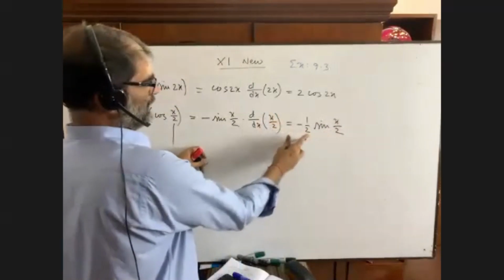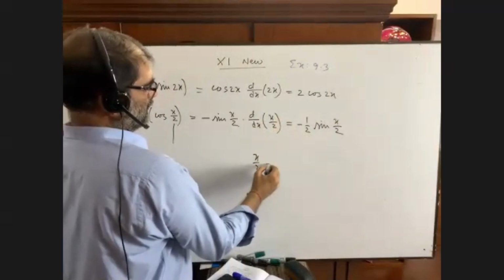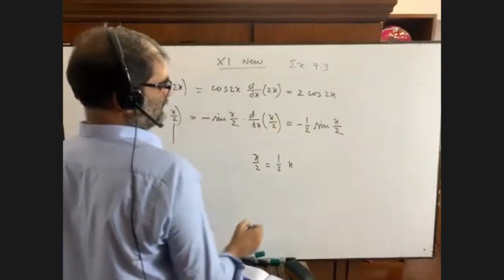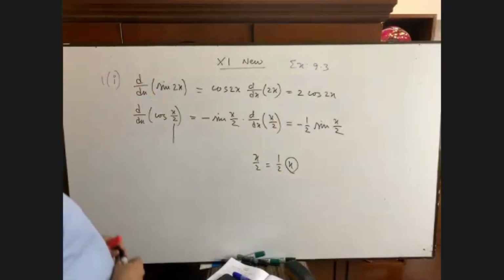x by 2 means half. So x by 2 means what? It is half of x, right? So the differentiation of x is 1. So this is half only. Is it?